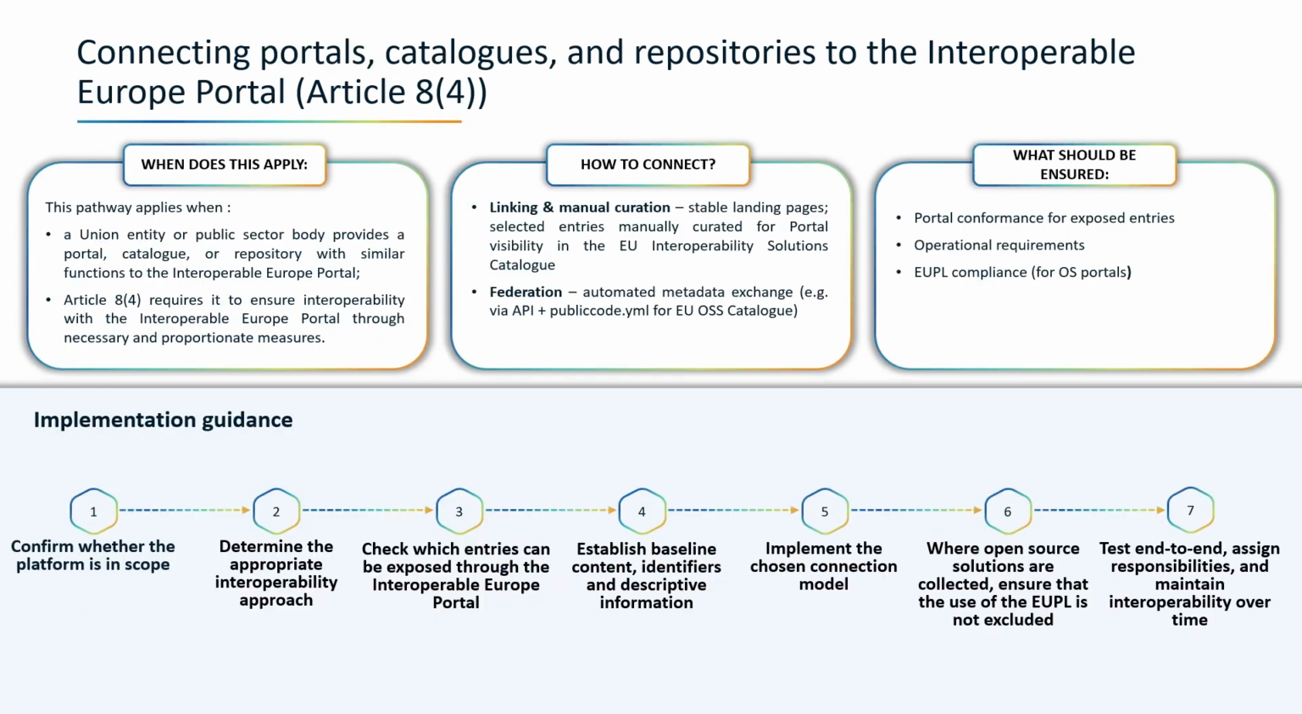Finally, the last pathway, pathway 6, applies if you operate a portal, catalog, or repository with similar functions to the Interoperable Europe portal. In this case, the Act requires you to ensure interoperability with it through necessary and proportionate measures. There are two main connection models. The first one is manually created entries for interoperability solutions, or there is also federation, which is an automated metadata exchange via API and the use of public code YML, as it is used, for example, in the EU OSS catalog.